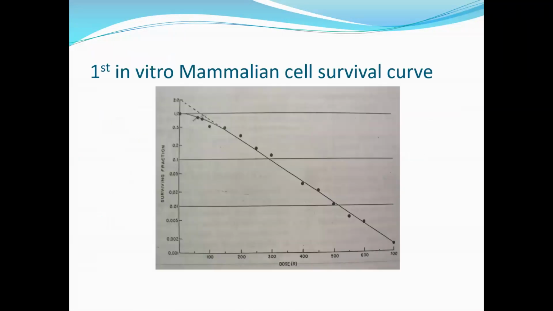So cell survival curve, as you all know, is a log linear plot where the dose is plotted on a linear scale and the surviving fraction is plotted on a logarithmic scale in order to depict even minute changes.